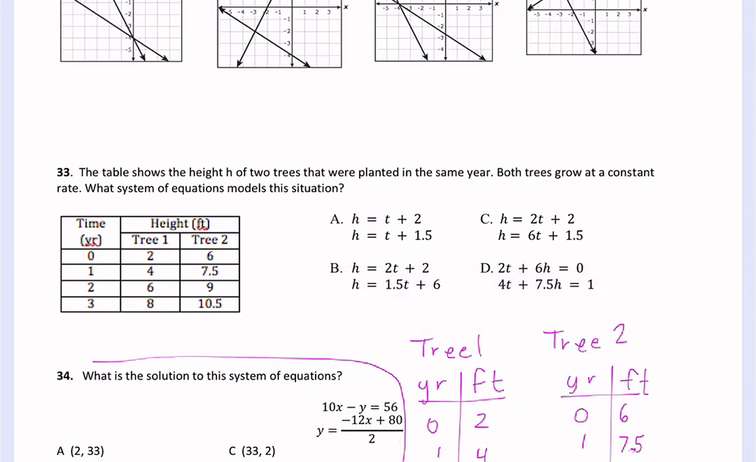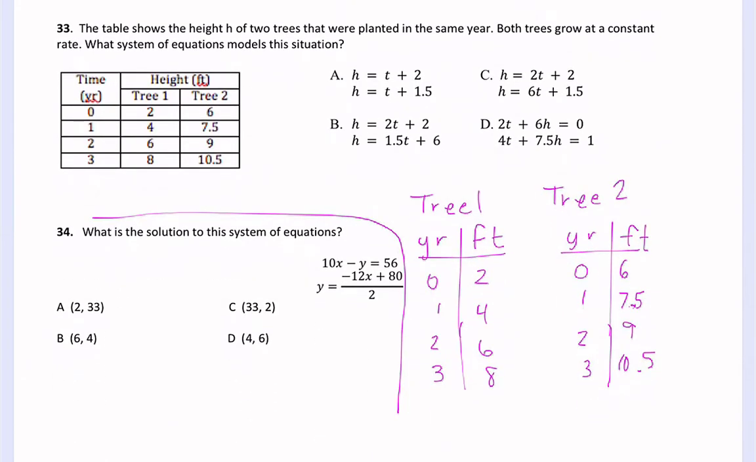Okay, so now that I have them separated, it just makes a lot more sense to me. Hopefully it does for you too. So I'm going to look at tree 1 and tree 2 separately. So first, tree 1. Okay, first thing I want to figure out is what is my y-intercept? Well, I know my y-intercept is the y value when x is 0. So I know my y-intercept, the starting point of tree 1, is 2. So 2 feet.